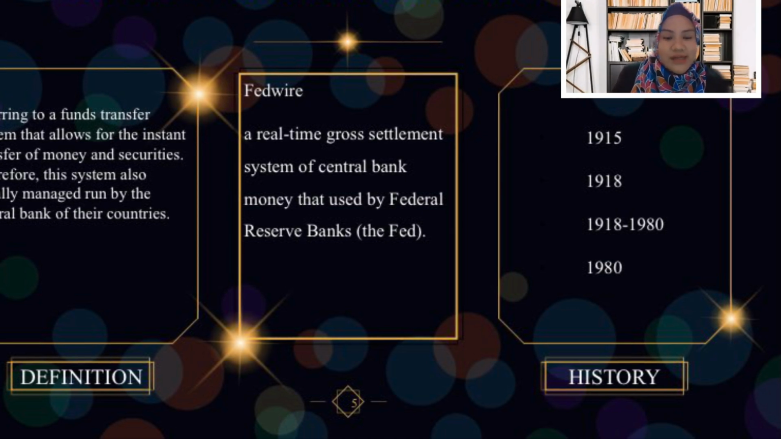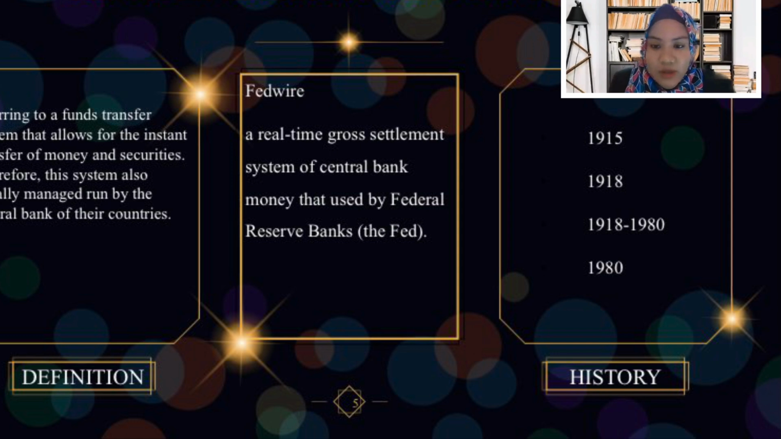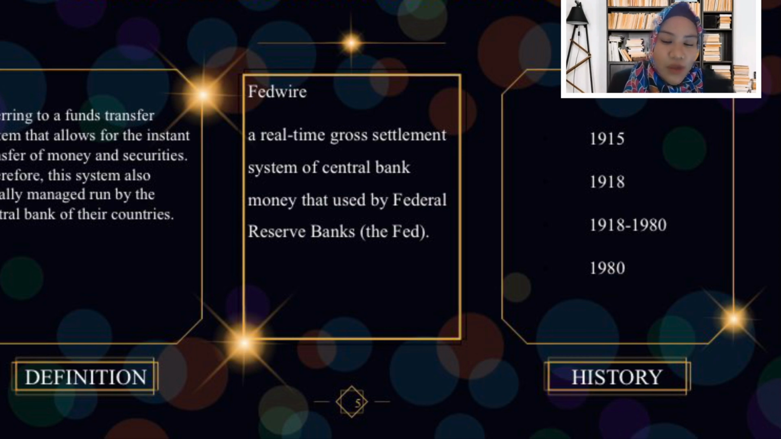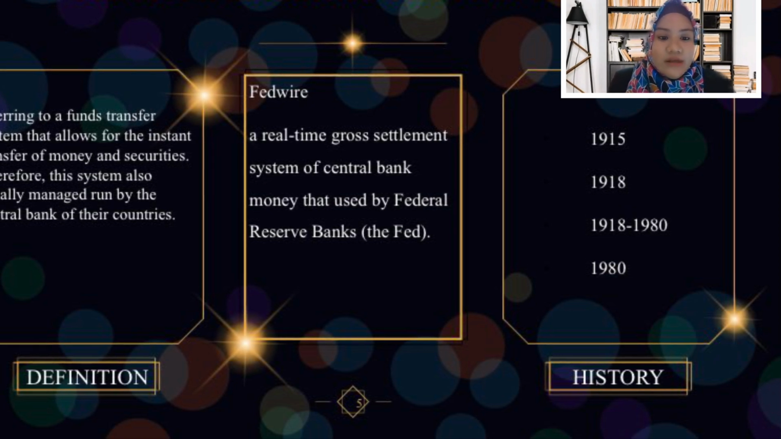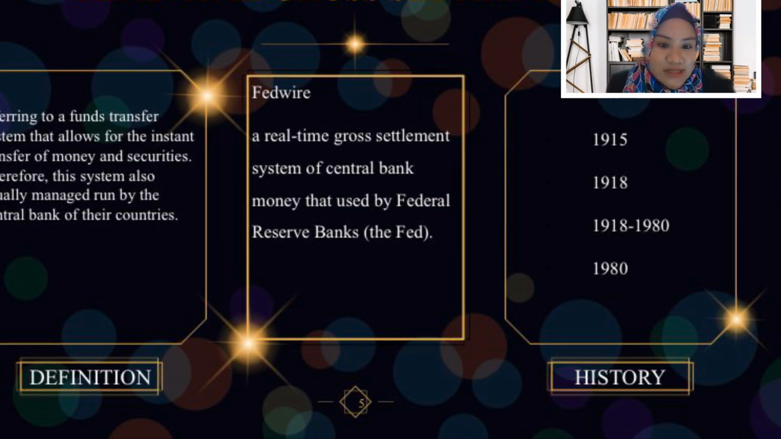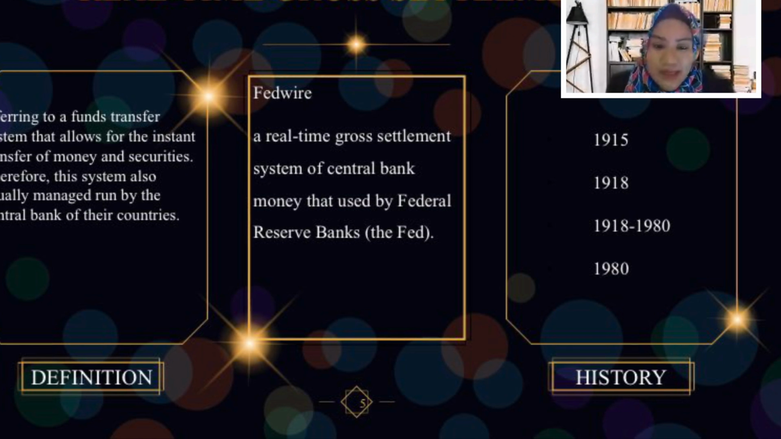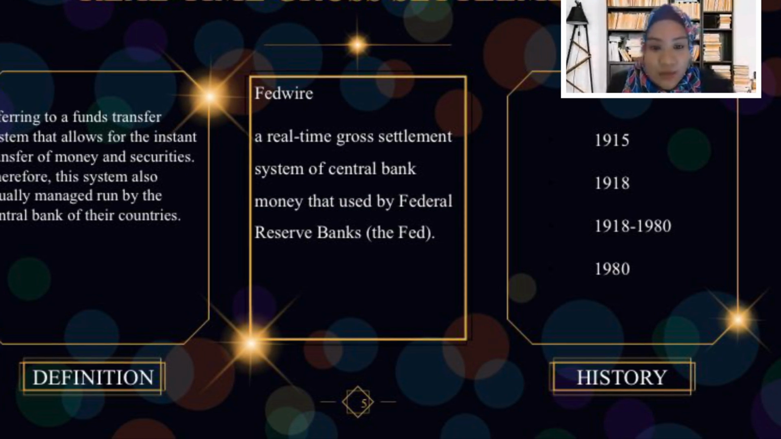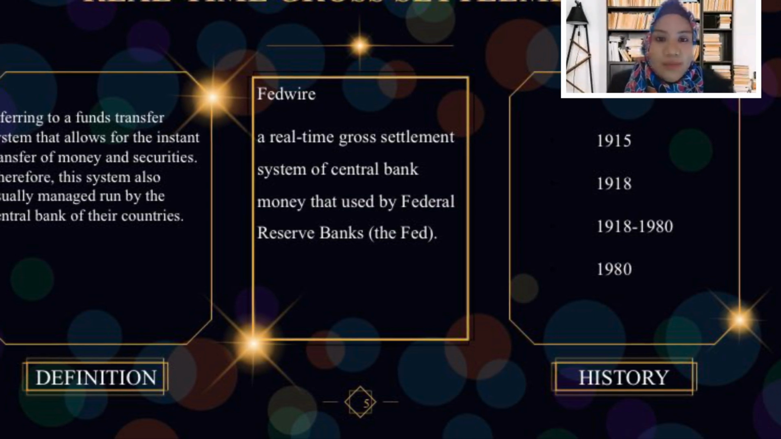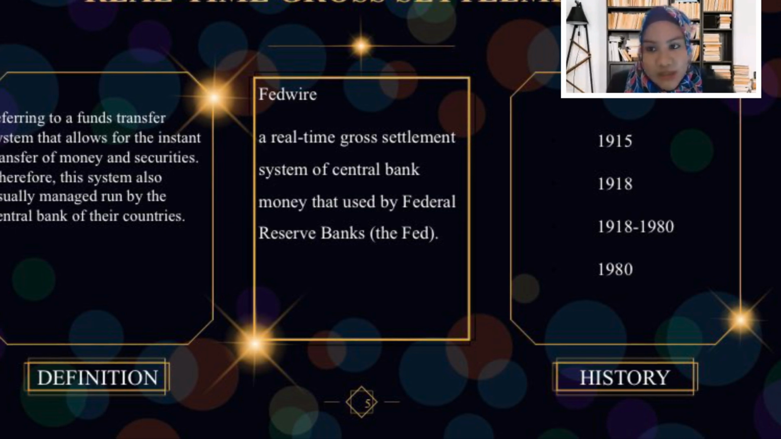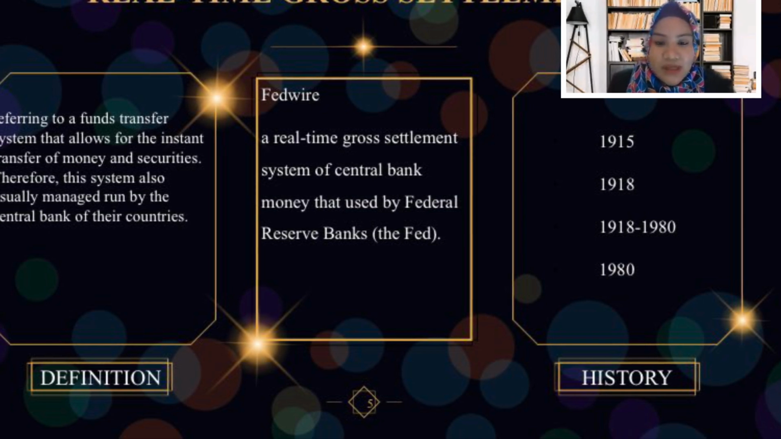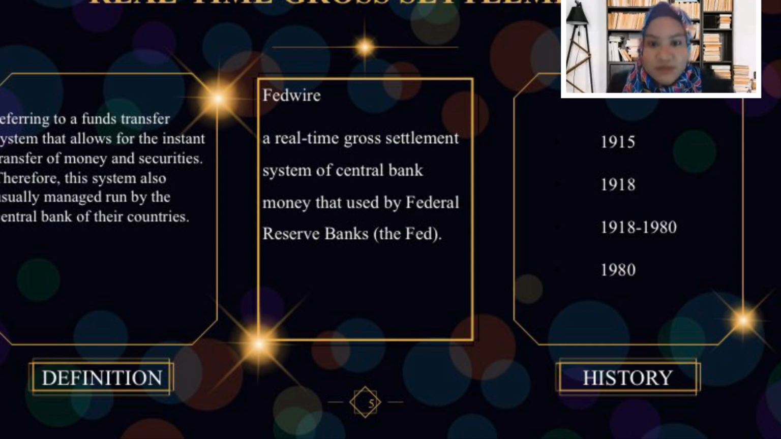So now we will look at the real-time gross settlement. We will look at the definition first, which is that real-time gross settlement refers to a funds transfer system that allows for the instant transfer of money and securities. This system is also usually managed by the central bank of the country, which in Malaysia is controlled or managed by the central bank, Bank Negara Malaysia.